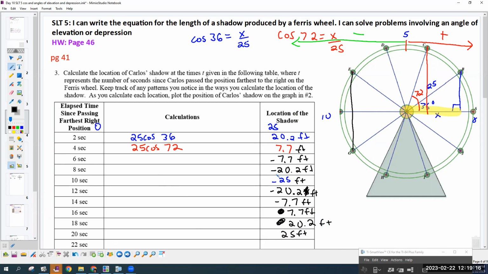So now the question is, can I write a general equation that can give us the calculation of the shadow? I'm noticing they all start with 25 cosine. So I'm going to say the shadow S at t is 25 cosine. Now, just like before, I'm going to look at this, and this is for 2 seconds. So if 36 is for 2 seconds, that means 1 second will be 18. So in the parentheses here, I'm going to put 18t because it's 18 degrees per second.